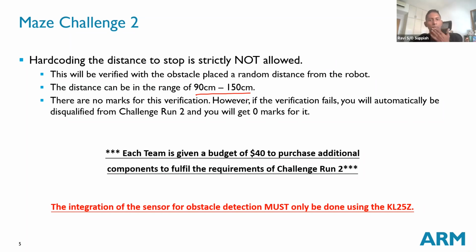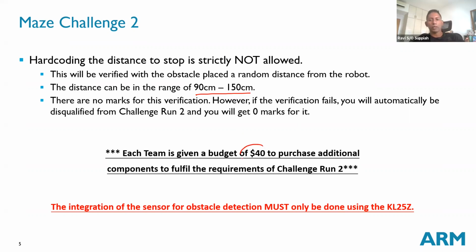You need to make sure that given any random distance from 90 to 150, your robot can still detect and perform going around the obstacle. Once we have verified that, then you can go ahead and do the actual challenge.